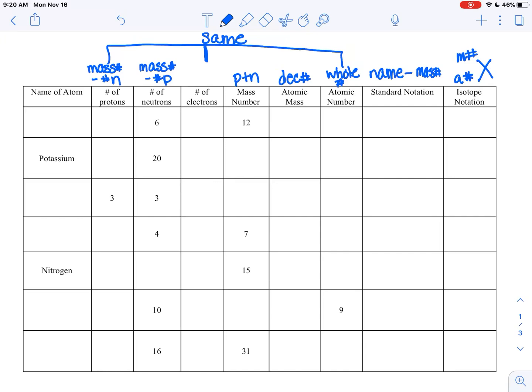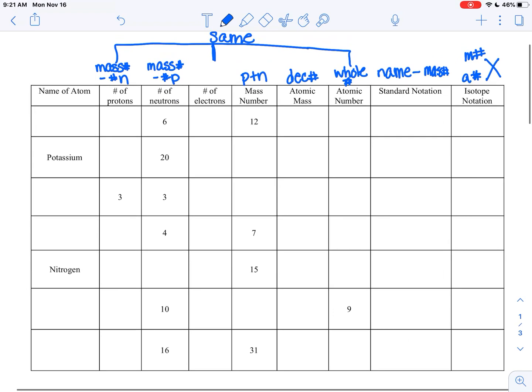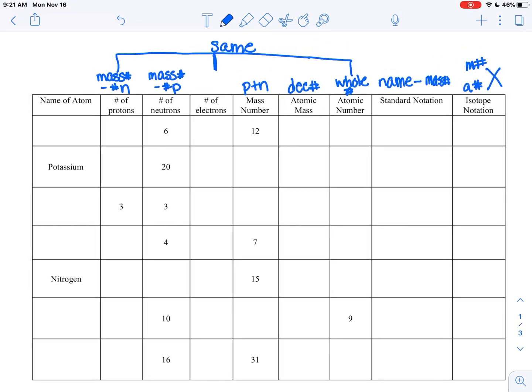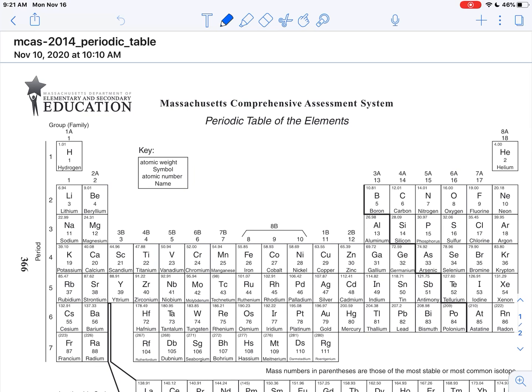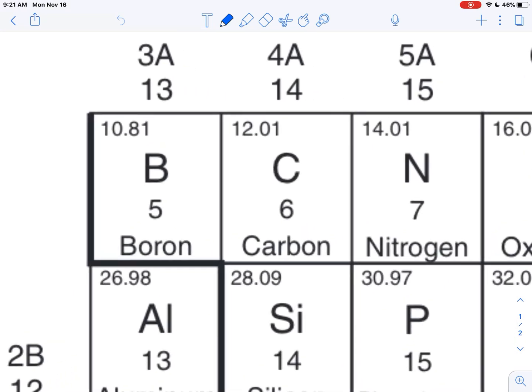So I'm going to do the first two with you. For the first one, we have the mass number and the number of neutrons. So the next thing we should do is subtract those two. Mass number minus number of neutrons gives us the number of protons, so that's going to be 6. Then that tells us electrons and atomic number, because all three of those columns are going to be the same. Once we have the atomic number, we can go to our periodic table and find atomic number 6. That's carbon.